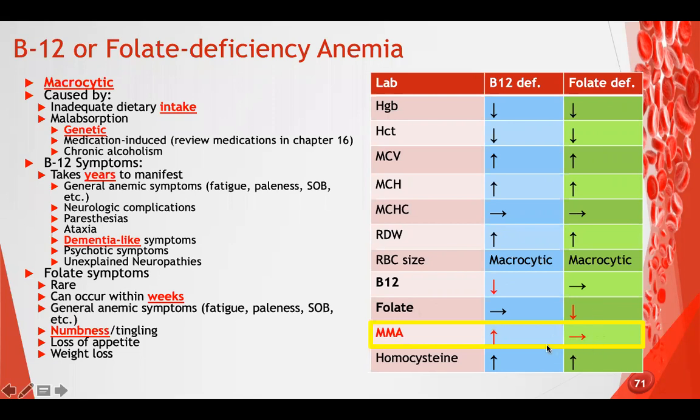Now, can vitamin B12 and folic acid deficiency anemia occur together? Absolutely, it can. But typically, the folic acid deficiency anemia is very rare.